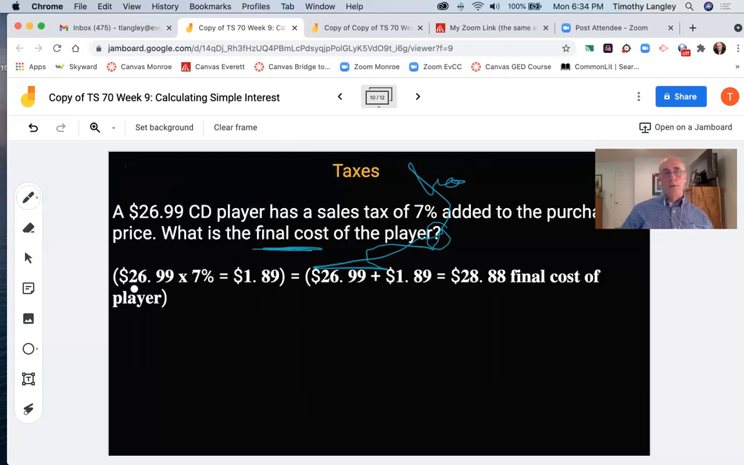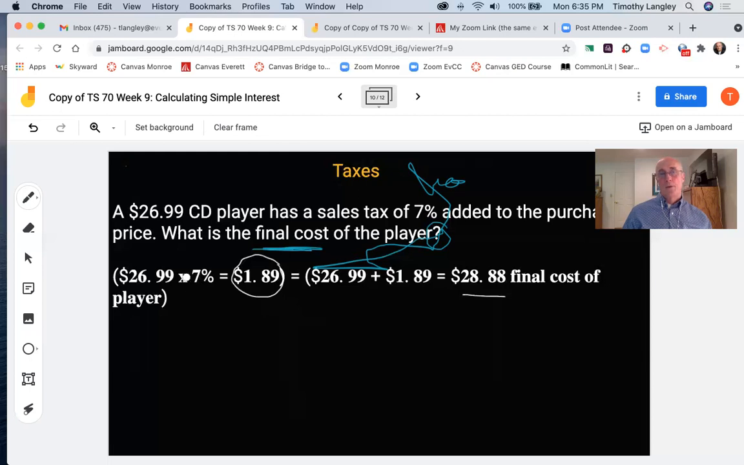All right, so if I take my price times the 7%, I get this amount of money. And if they want to know the final cost, I have to add the $26.99 plus the $1.89, and I get a final cost of this amount of money. However, I'm going to show you, notice how that was 3 steps. Step one is to multiply the percentage times the original cost, get an answer, and then step 2 is to add it to the original cost. We covered this, I think, a few weeks ago.